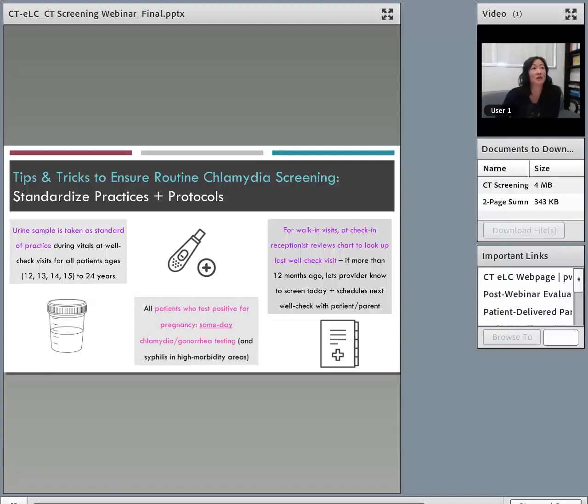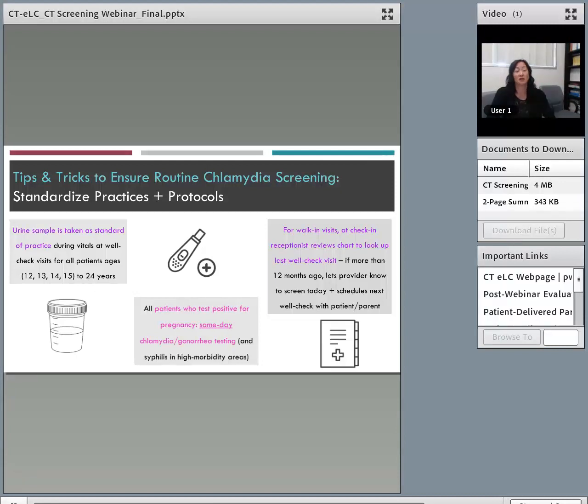So another tip or trick to ensure routine chlamydia screening is really standardizing practice and protocols. So take it out of a provider's hands and put it into the system. That means taking a urine sample as standard of practice at every well-check visit for folks starting at whatever age you want to start at. So we wrote 12 to 15 here, up to 24 years of age.